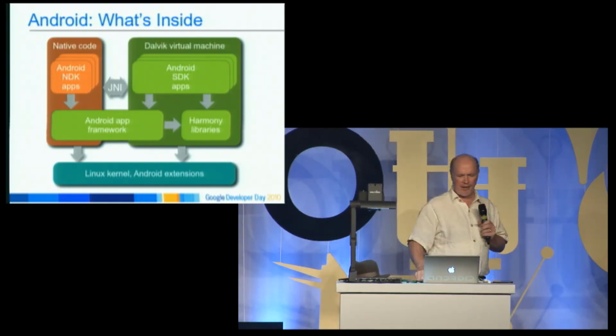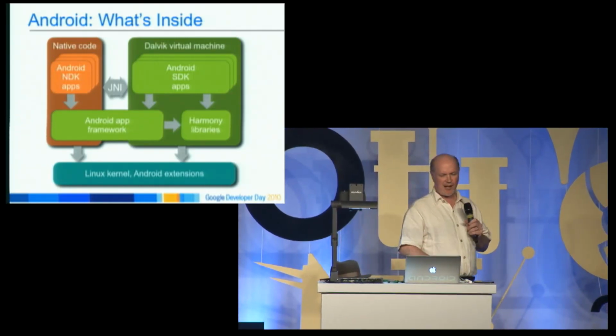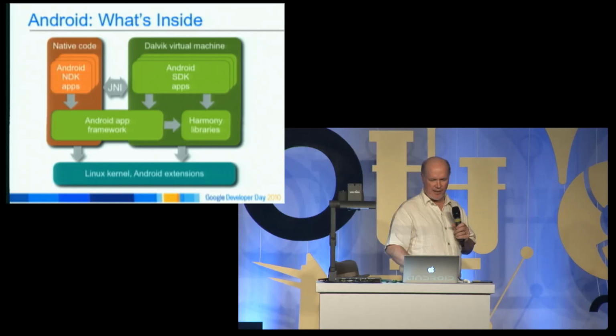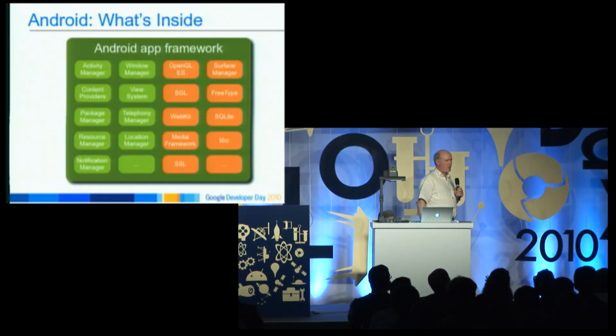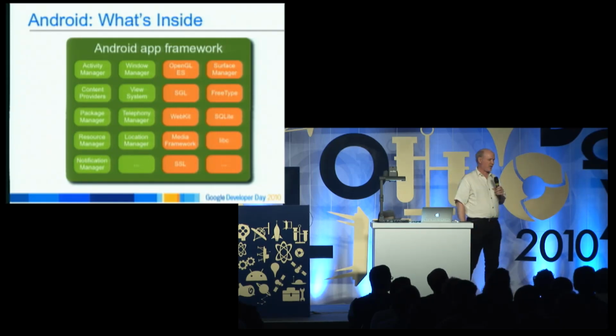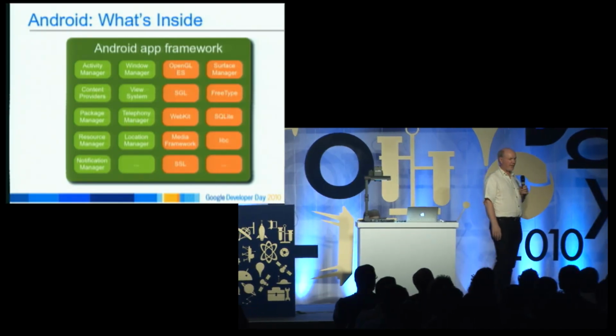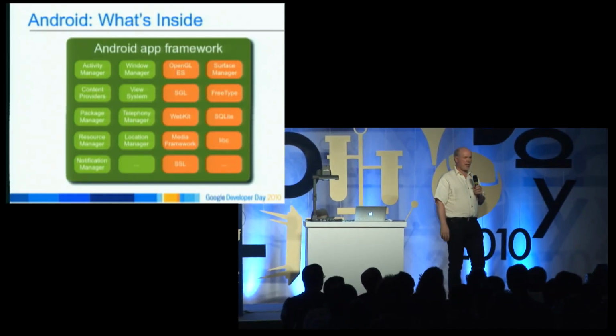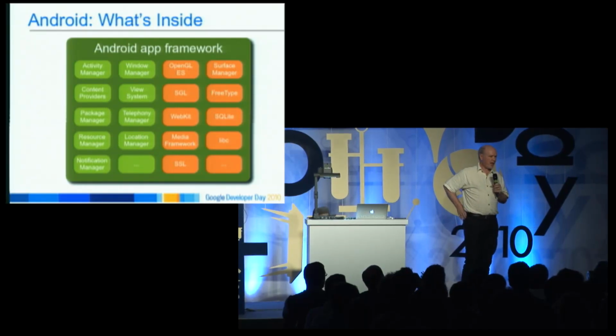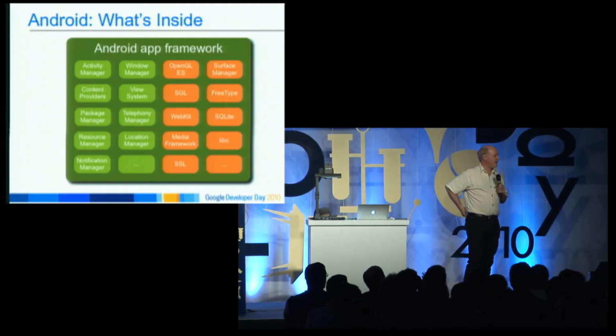Now, probably the biggest single piece isn't the Dalvik, it's the Android application framework. So let's look and see what you find inside the application framework. So the green boxes are things that run mostly on Dalvik, written in Java, and the brown ones are things that are substantially written in C and run in native code, although they may have a Dalvik API to them.